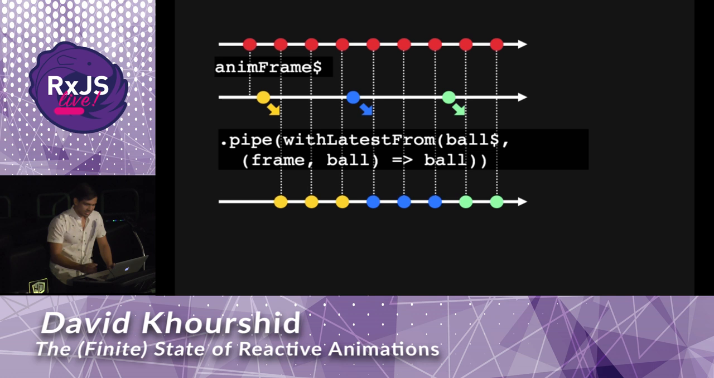So I took these animation frames, and let's say that I have this stream of balls. What I could do is use the withLatestFrom operator and basically make it so that the balls are completely in sync with the animation frames. So we could have some fun with this. We could use what's called linear interpolation.